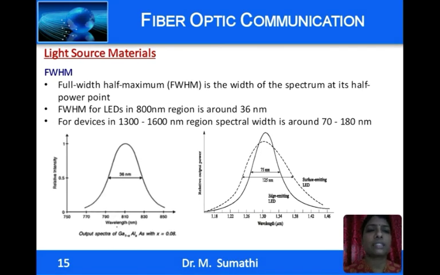So, the full width half maximum, that is the spectral width when the intensity of light is half of the maximum value, that gives full width half maximum. So, for LED operating at 800 nanometers, it is around 36 nanometers, and for LEDs operating in the range of 1300 to 1600 nanometers, the spectral width is around 70 to 180 nanometers. As can be seen in the diagram, the spectrum of the surface emitting LED is broader compared to that of the edge emitting LED. This is because of difference in self absorption by the different configurations.